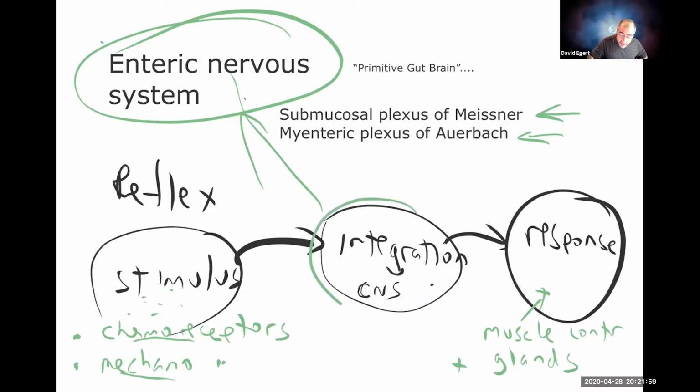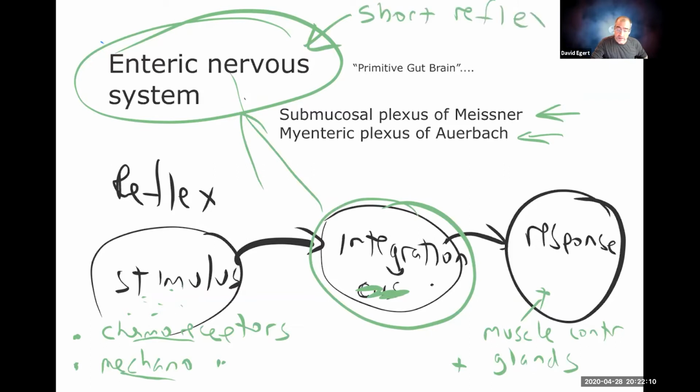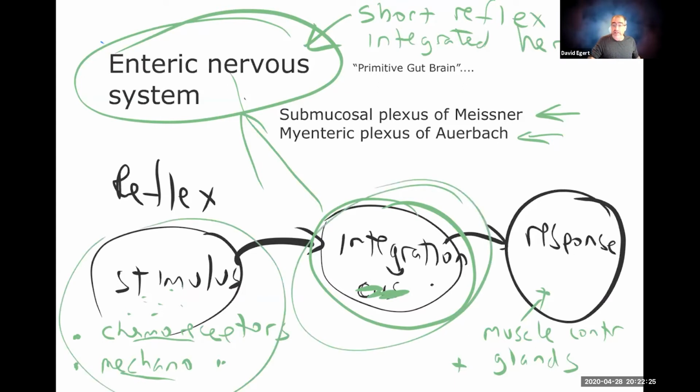If the integration is totally within the enteric nervous system, then we say it's a short reflex. So if there's a reflex where the stimulus is in the digestive tract, the integration is in the digestive tract, and the response is in the digestive tract, that's called a short reflex. It is possible to have reflexes that do involve your brain. And then we call it a long reflex.